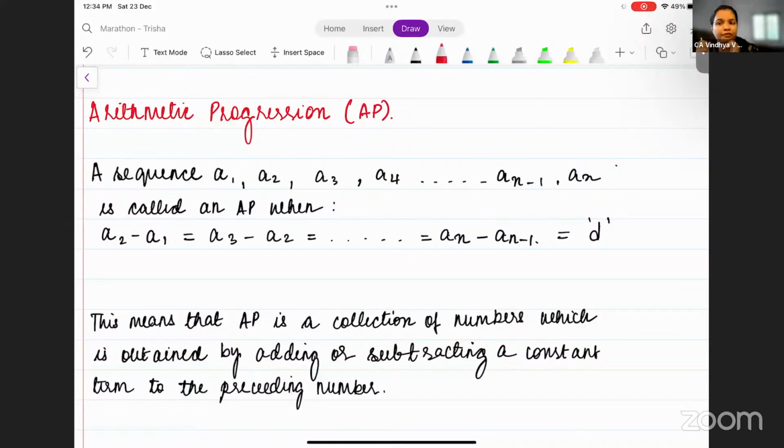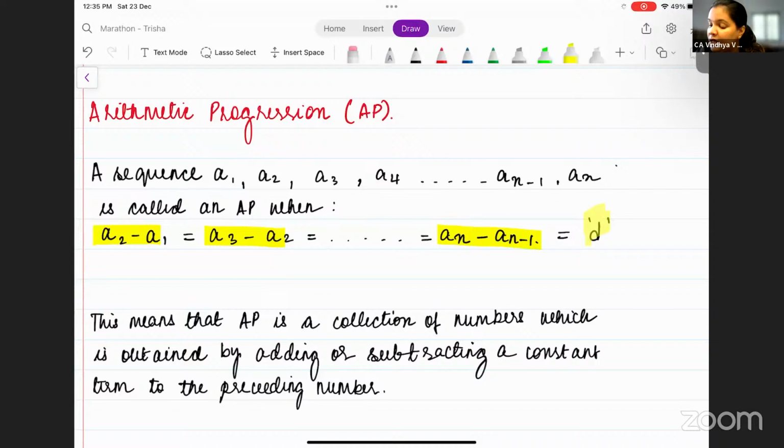If there is a collection of numbers, and this collection of numbers follows a definite rule, then it is a sequence. Now, over and above this, if this collection of numbers satisfies this criterion, what is the criterion? Second term minus first term, third term minus second term, and so on till the last term minus the last but one term. They are all equal to each other. Only then it is called an AP.